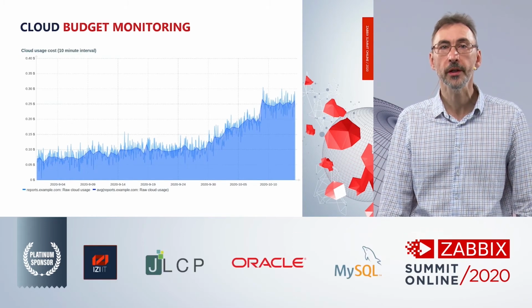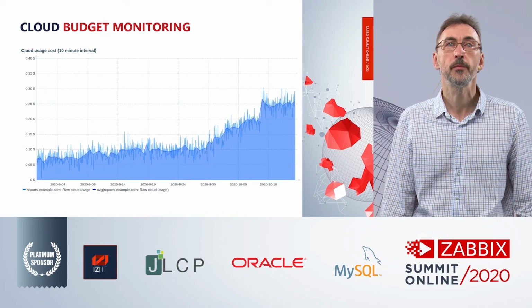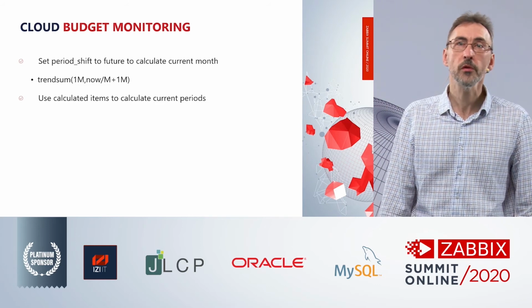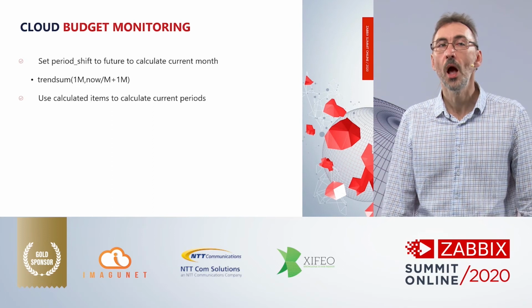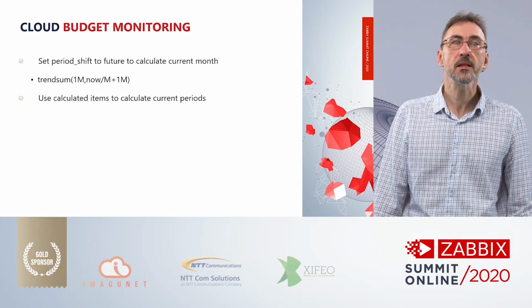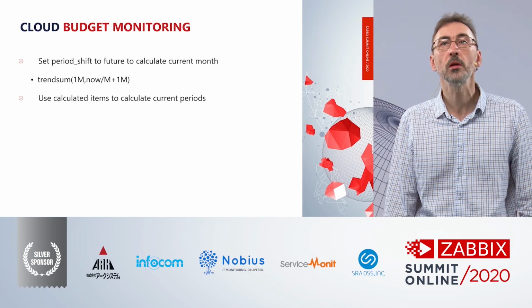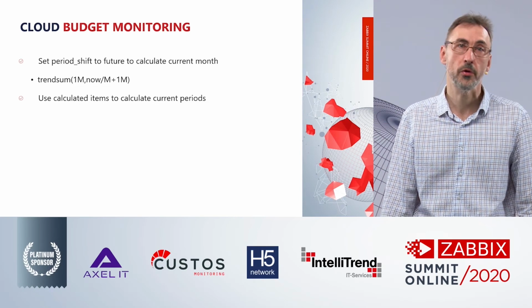When should you start worrying? Again, the new trend functions come to the rescue. The solution is to use the period shift parameter, just not in the past, but rather in the future. If today's date is, say, October 22nd, then this expression will calculate the sum from October 1st to October 31st.